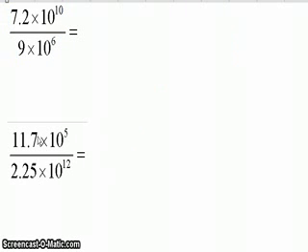Okay, I had to go in and edit this last problem. I got a little carried away with my decimals and made a much harder problem than we're ever going to have to face. I want these numbers to work out fairly well. So 11.7 divided by 2.25, trust your calculator or work it out by hand. You're going to end up with 5.2 by dividing these two numbers.